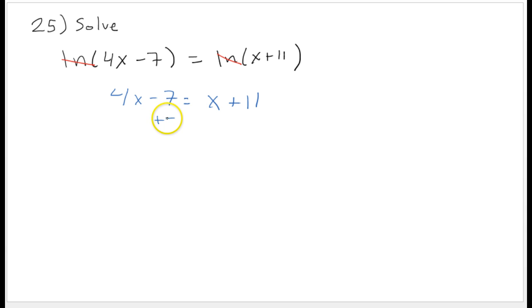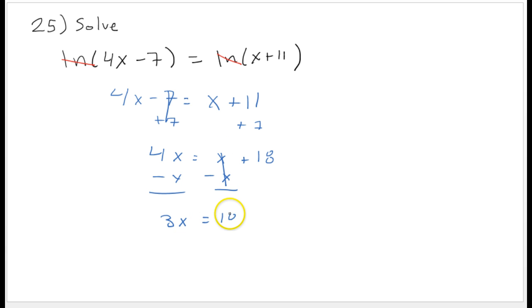We go ahead and add 7 to both sides. We add 7, this goes away. We're left with 4x is equal to x plus 18. We subtract an x from both sides. This goes away. We get 3x is equal to 18. We divide by 3 on both sides, and we get 6. So that would be number 25, and that's the easiest way to solve that.